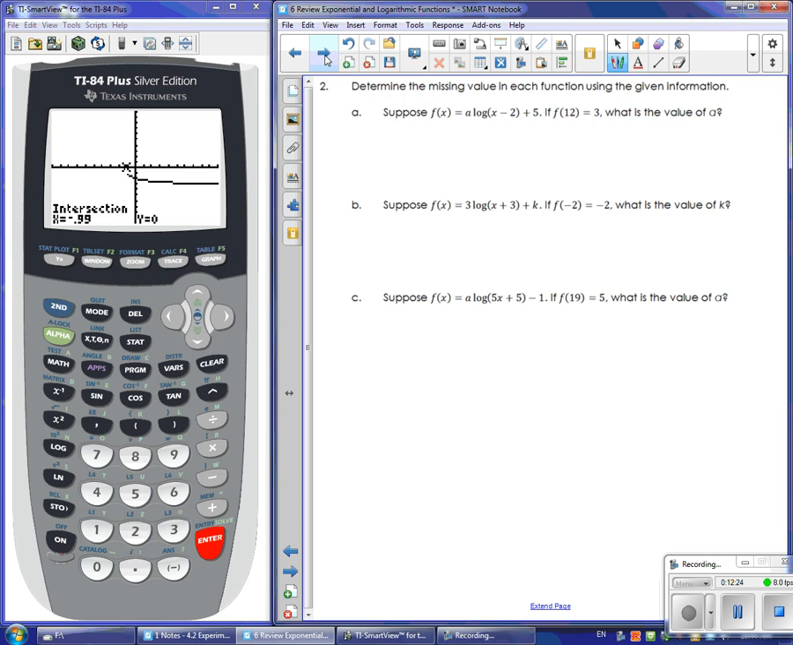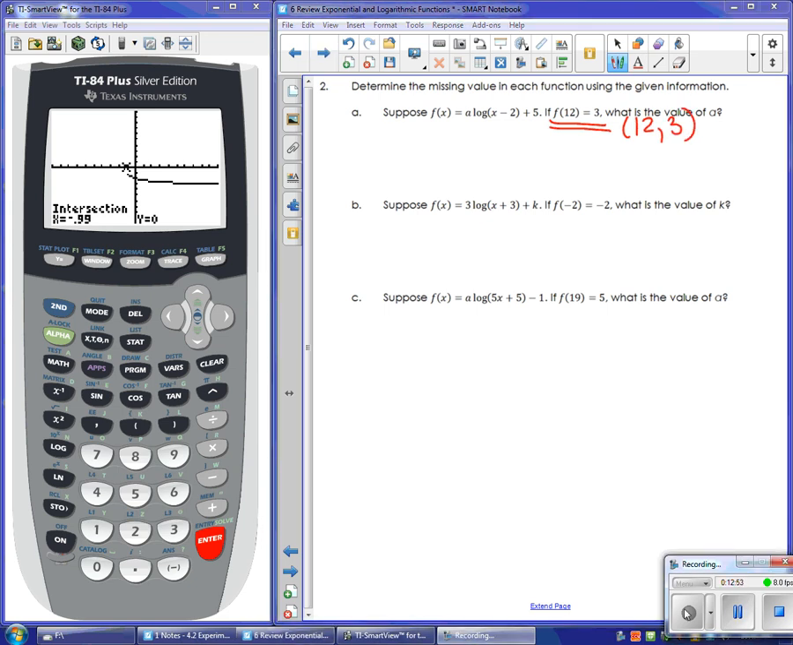The next set of problems, you're given a function, or a part of a function, and then you're given a point, an ordered pair on the graph, and you're asked to figure out the missing piece. So for example, in f of x, we're given a times the log of x minus 2, plus 5. We're told that f of 12 is equal to 3. Basically, this information is an ordered pair. It gives us the ordered pair 12, 3.